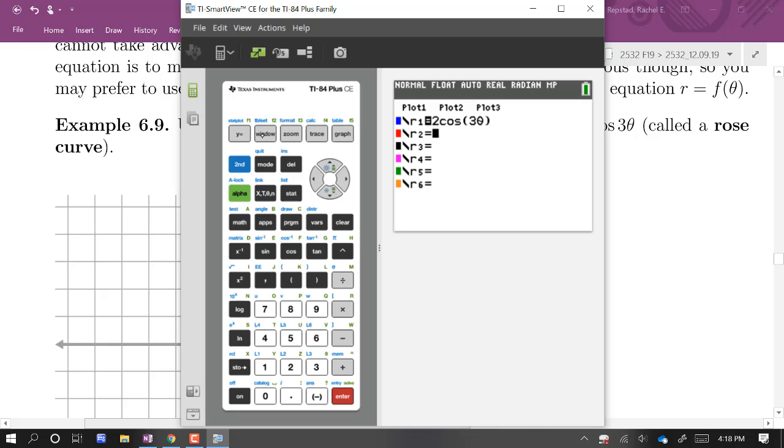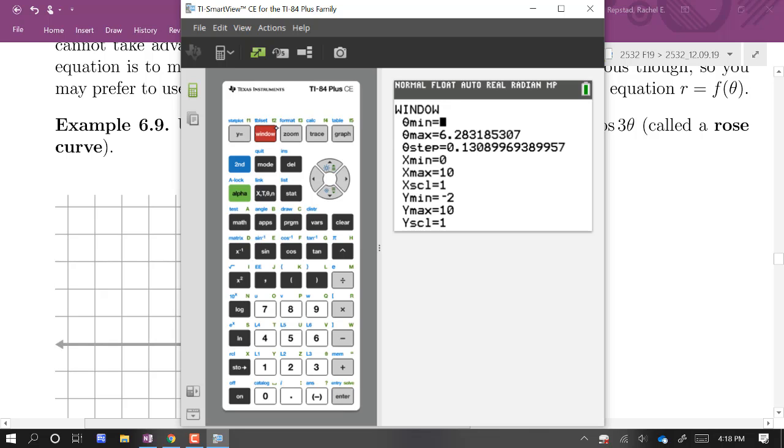And I'm going to hit the window button. Like usual, we're going to set our x min and max and our y min and max, just how physically big we want the window. But then we also need to set a range for theta. That's kind of like the same thing as when we set the ranges for t and how often it stops to make a point. There, that theta step is doing the same thing. So here I'm just going to try from 0 to 2 pi.